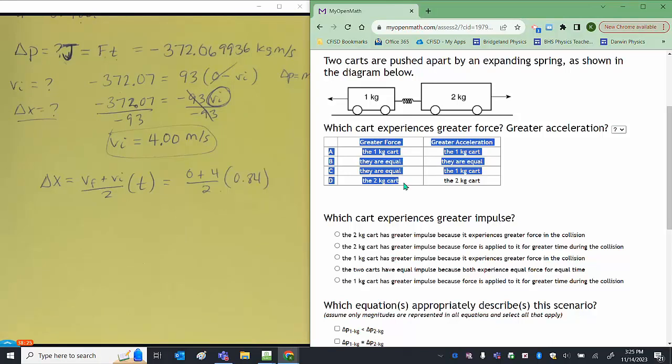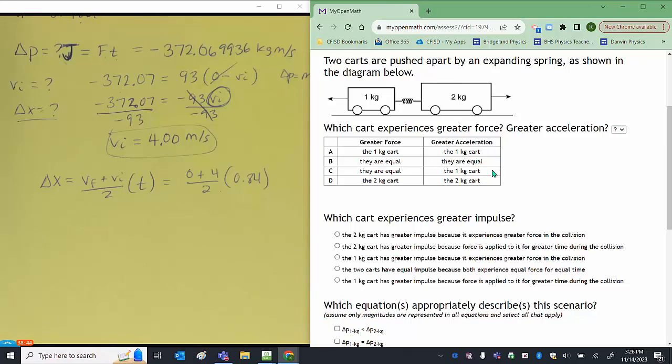The force on each cart has to be equal and opposite to each other because it's the same interaction. It's the same spring, it's going to push them both with the same force, which means the answer has to either be B or C. Okay, the question is which one has greater acceleration. So we know the forces are the same, but are the accelerations the same as well?